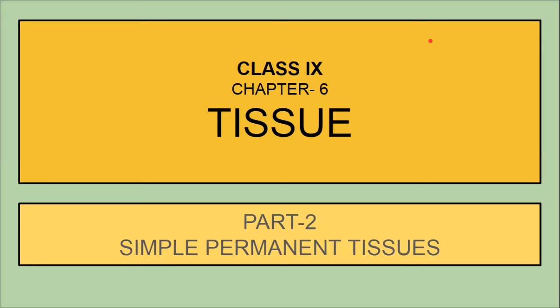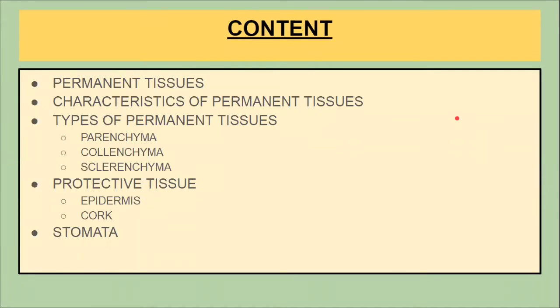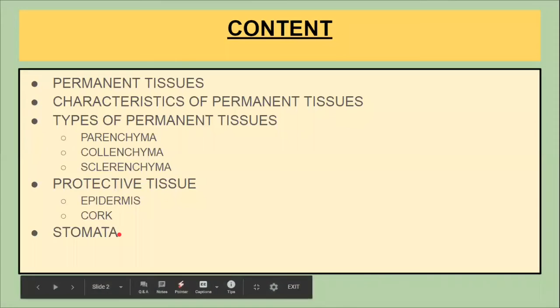Children, today we will be studying simple permanent tissues. This is a topic of class 9, chapter 6, tissues. Beta, in this we are going to study about the permanent tissue definition, then the characteristics of permanent tissue, types of permanent tissues, and also about protective tissues and stomata.